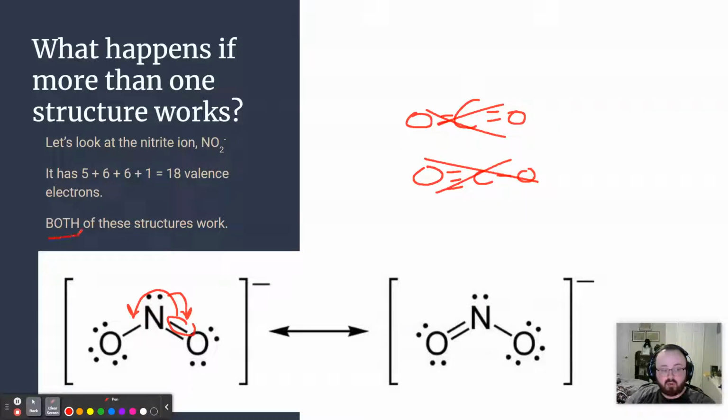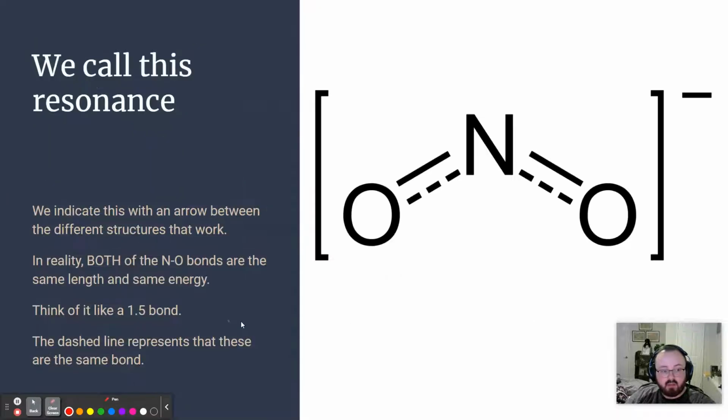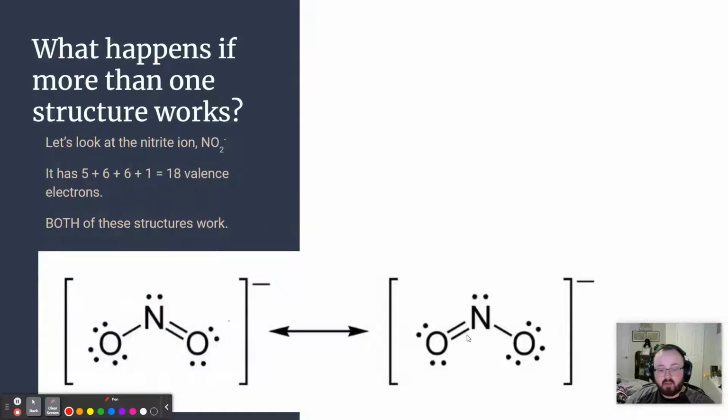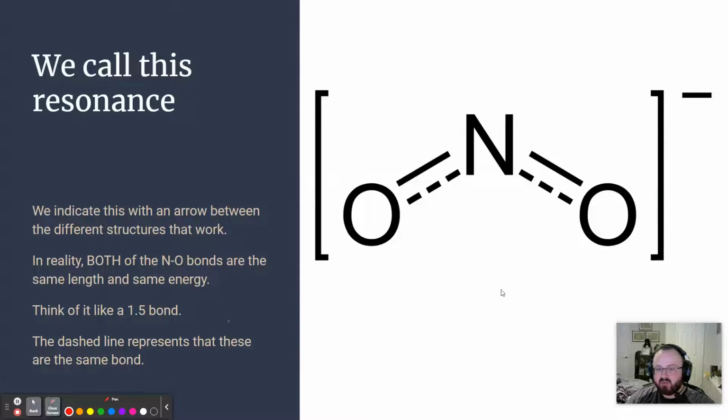So both of these structures work. The double bond could be over here, or it could be over here. You're not taking two double bonds and making a triple and a single bond. That is not resonance. And the way that we're going to write this is kind of like a 1.5 bond, because both of these bonds are going to be the same energy and the same length. So even though it looks like this is a double bond, this is a single bond, it's really somewhere in between. Okay?